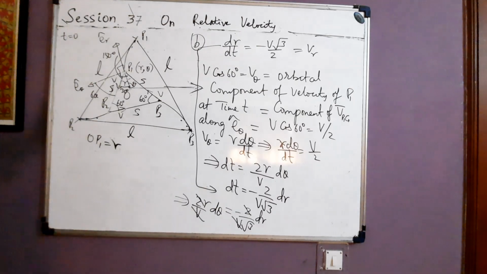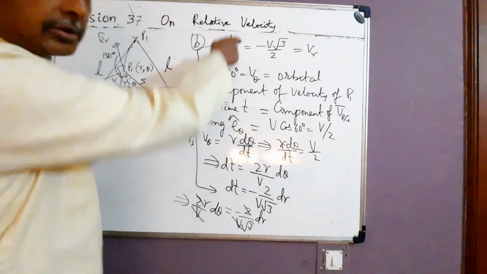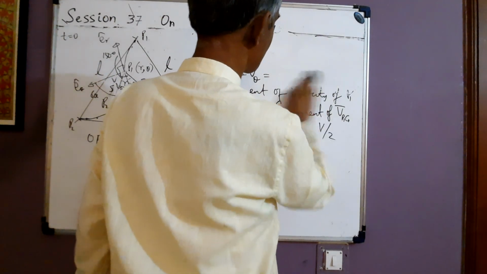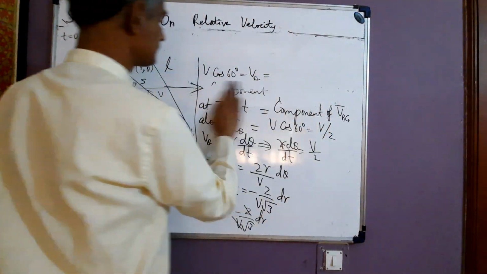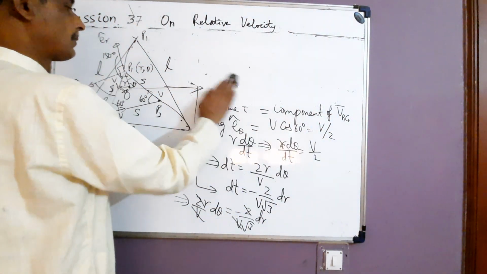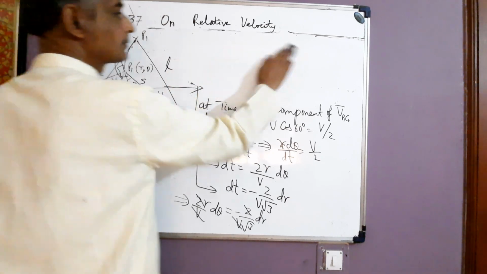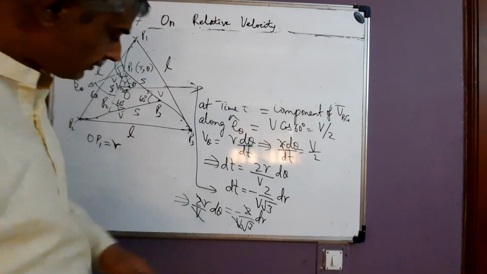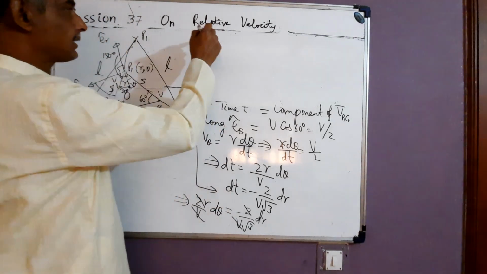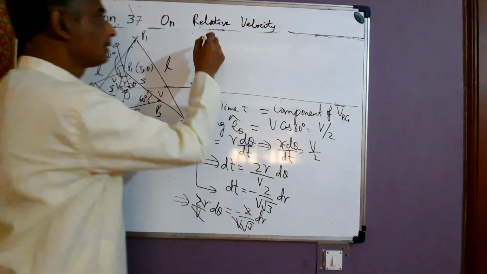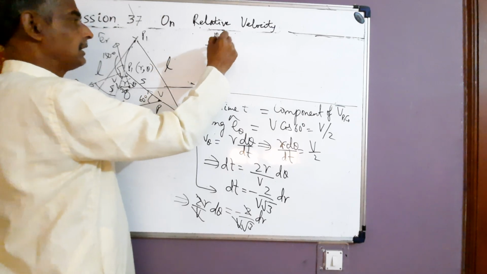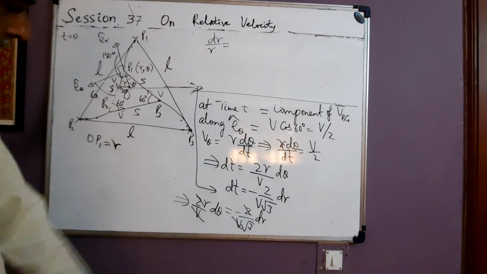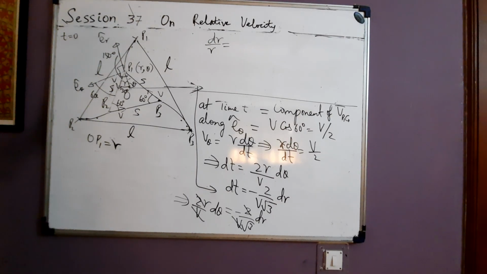Alright. So now I'll rub this, okay? So 2 by V goes away. So we get dr by r. I'll draw a line here. dr by r is just equal to minus root 3 d theta.